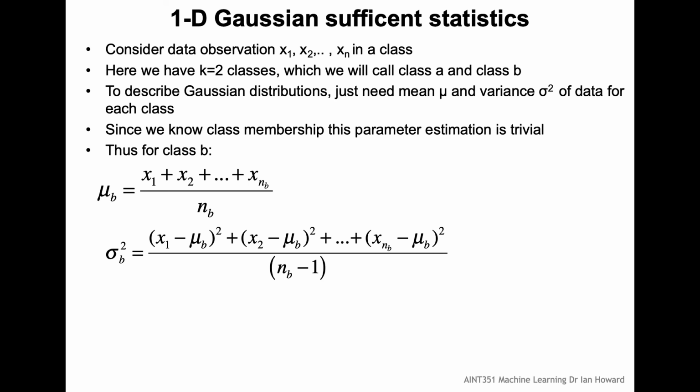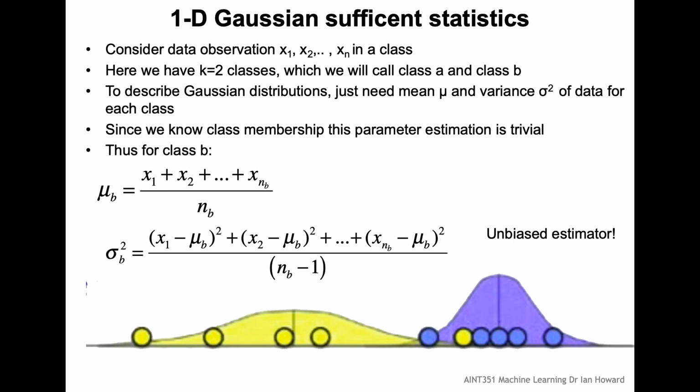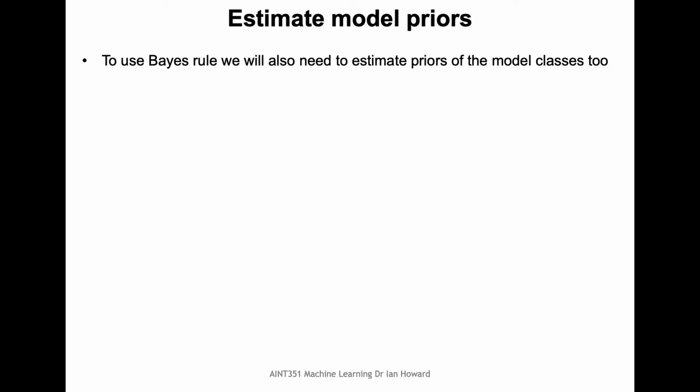And if you calculate the variance of class B, then for each data point which we know came from class B, we take away its mean, square it and add it to all the others, and then divide by NB minus 1 because we want an unbiased estimator. Okay. We then do the same thing for class A. So we can then, in this way, model the distribution for the data for class A and the distribution of the data for class B.